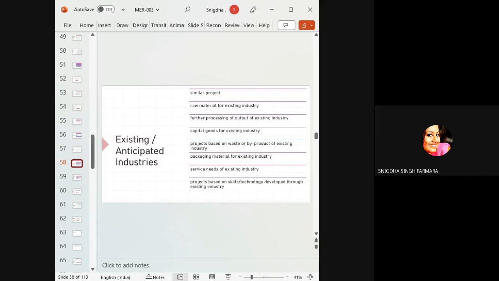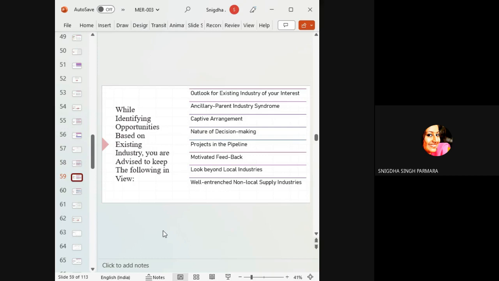What are the other concerns of processing of output? What are the capital goods required for the existing industry? The projects which are based on waste or byproduct could be figured out. Packaging material, service needs, among all these things, you could attain a lot of help from the existing industries. So, while identifying opportunities based on the existing industry, it is always advised to keep some things in mind, which is your outlook for the existing industry of your interest.